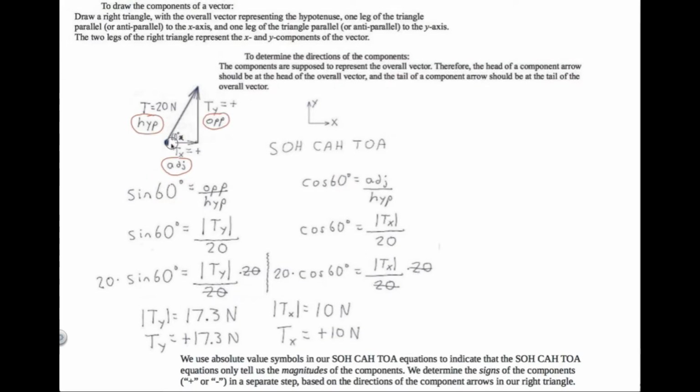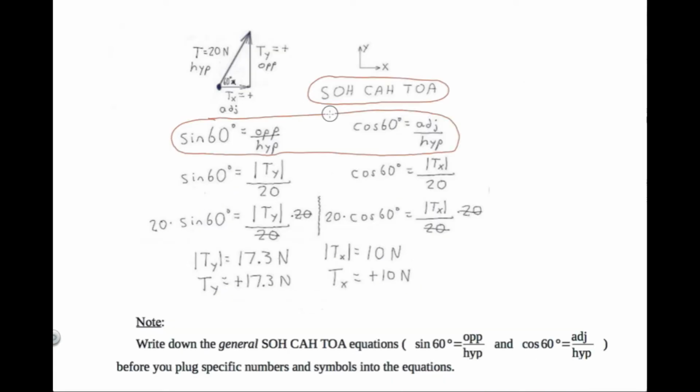Label the sides. This leg is labeled as adjacent because it is adjacent to the 60-degree angle that we're focusing on. This leg is labeled as opposite because it is opposite to the 60-degree angle that we're focusing on. And this side is the hypotenuse because it's across from the 90-degree angle. Our memory aid, SOHCAHTOA, reminds us that sine equals opposite over hypotenuse, SOH, and cosine equals adjacent over hypotenuse, CAH.